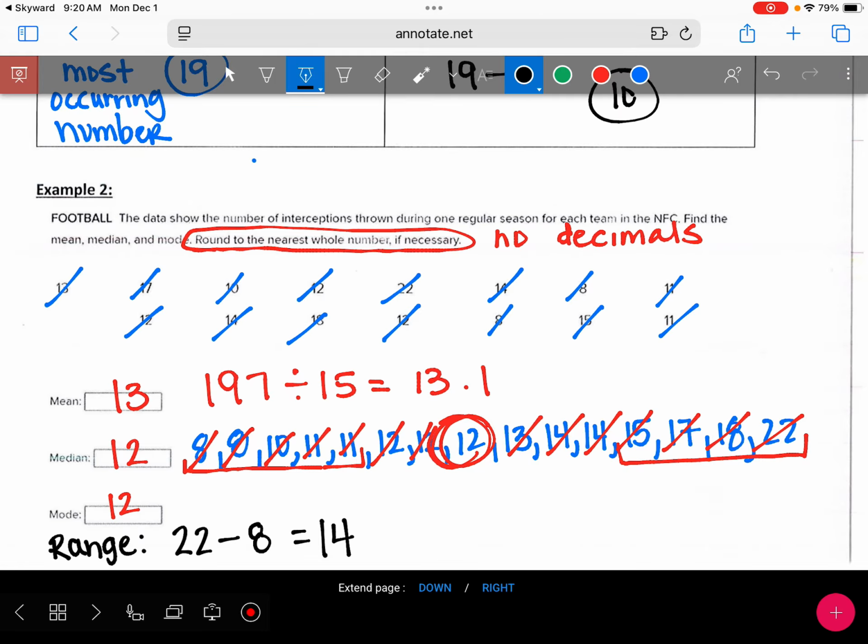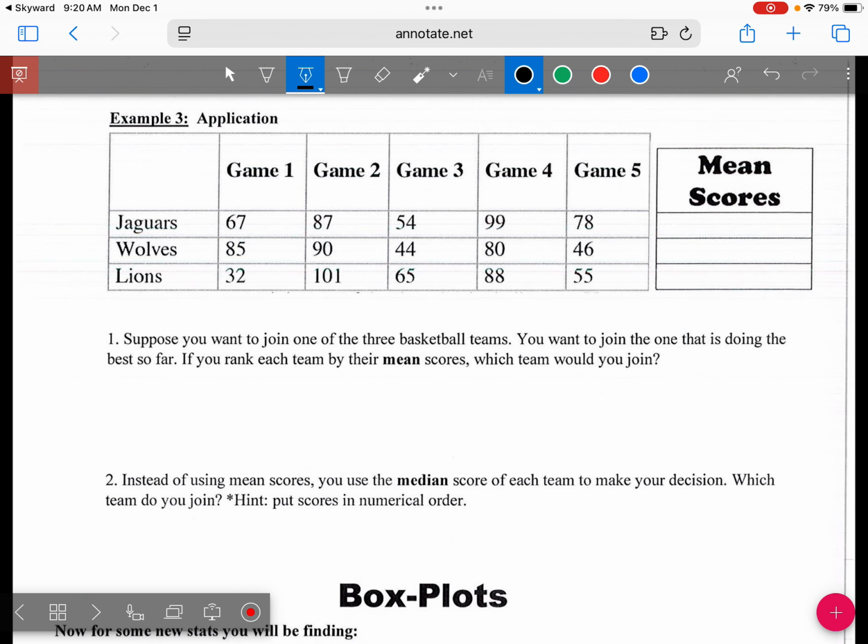All right, one more example and then we'll be done for today. All right, so we got these 3 basketball teams. We need to start off by finding the average for each team individually. So we got, for 5 games, the Jaguars, the Wolves, and the Lions. So what I want you to do, I want you to add up these 5 numbers divided by 5. See what you get. Then you're going to add up these 5 numbers divided by 5. See what you get. And then you're going to add up these 5 numbers divided by 5. And for all of them, it doesn't say it, but we're going to round to a whole number. So no decimals.